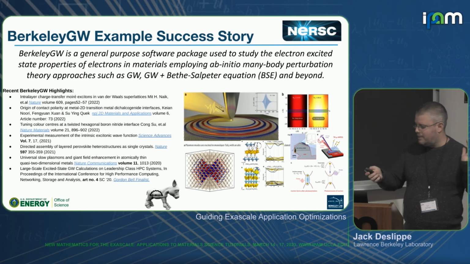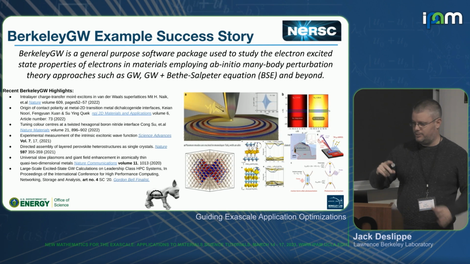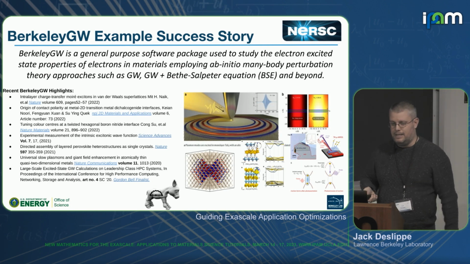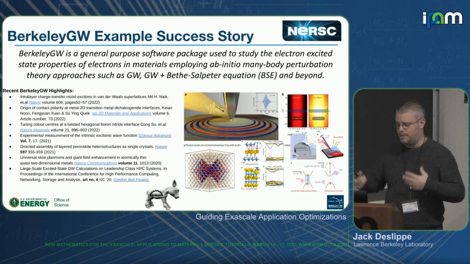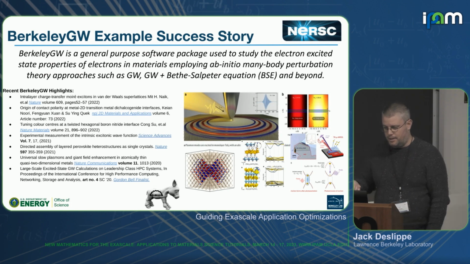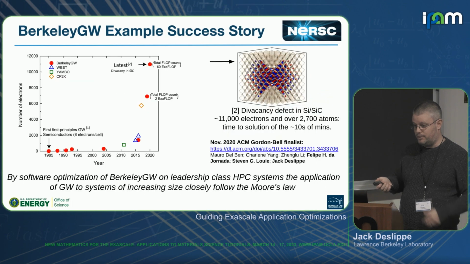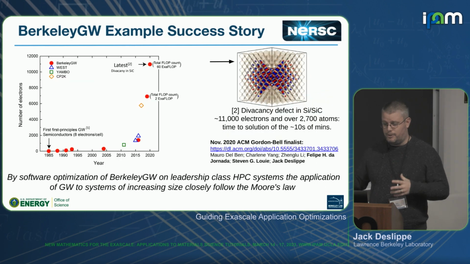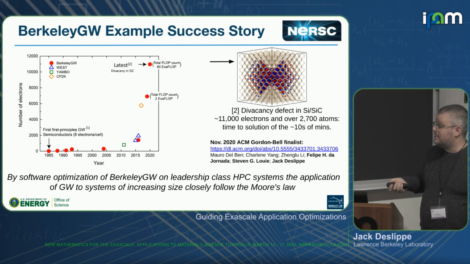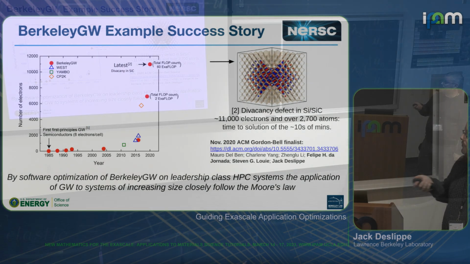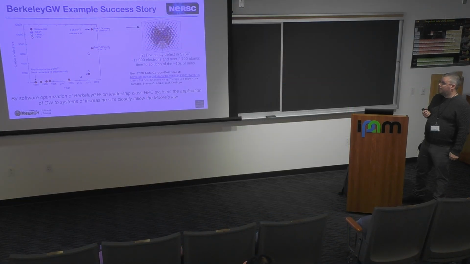But this is not really a talk about necessarily GW. It's just an application that I think is in this space, and we can talk through the optimizations that were made for this application. I think this is a story that could be told about a lot of applications in the materials science and chemistry space, but this is the scale of these calculations over time.